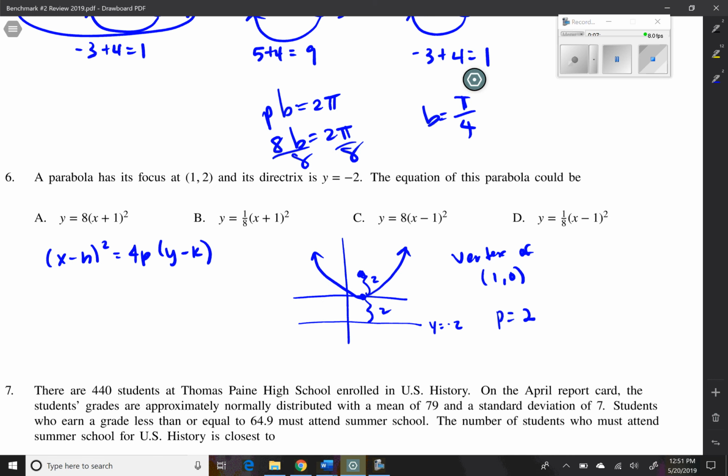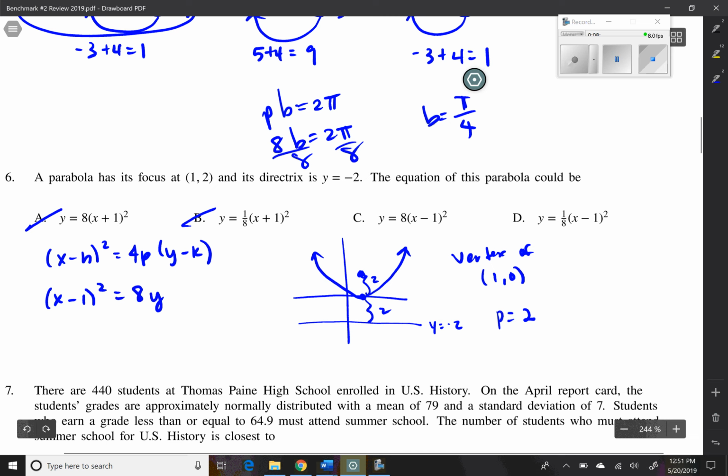So right away I'd be able to cross off anything that was a negative number, but they're all positive, so they all open up. The other thing we have to see is that we're moving to the right, so in your equation we're going to have a negative number, so it's not going to be either of these two. So really my only focus left is what is that number in front of the x minus 1 squared. If I plug in everything I know, the x value of the vertex is 1, the p value is 2, so 4 times 2, that's 8. And then I just have 8y because it's y minus 0. Now, I don't have these equations solved for 8y. I have them solved for y. So I have to divide by 8. Divide by 8 is the same thing as multiply by 1/8. So that's why it's D.